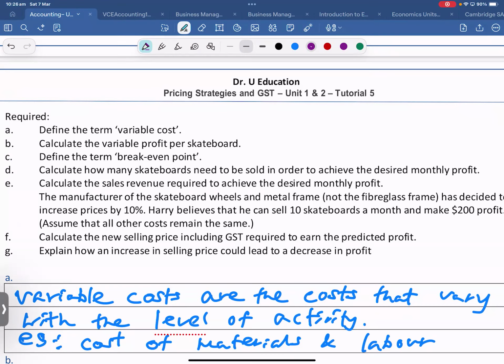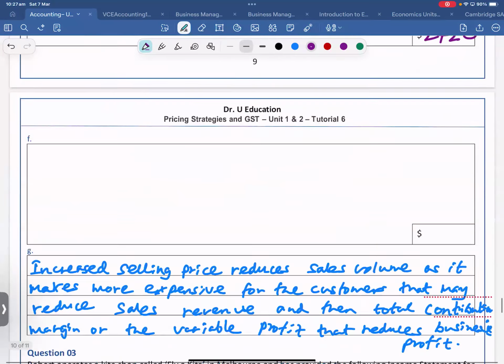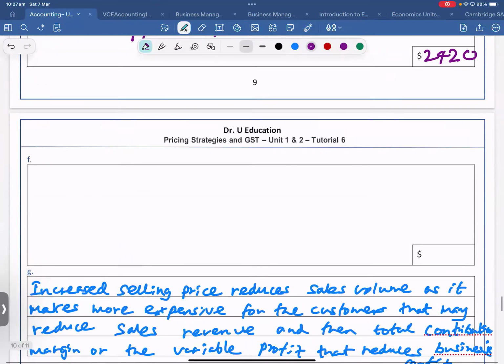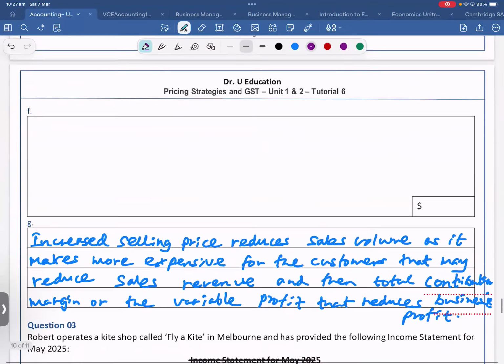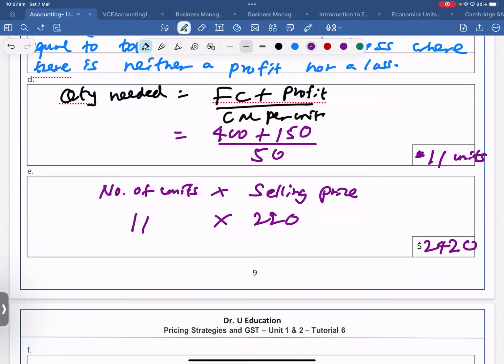The new price of the skateboard would be 172.5? No. You sure? But it says the wheels and frame are like... No, it can't be. Oh, wait, no, I'm done with that. Wait. Wheels. One seven two, 172. You sure?